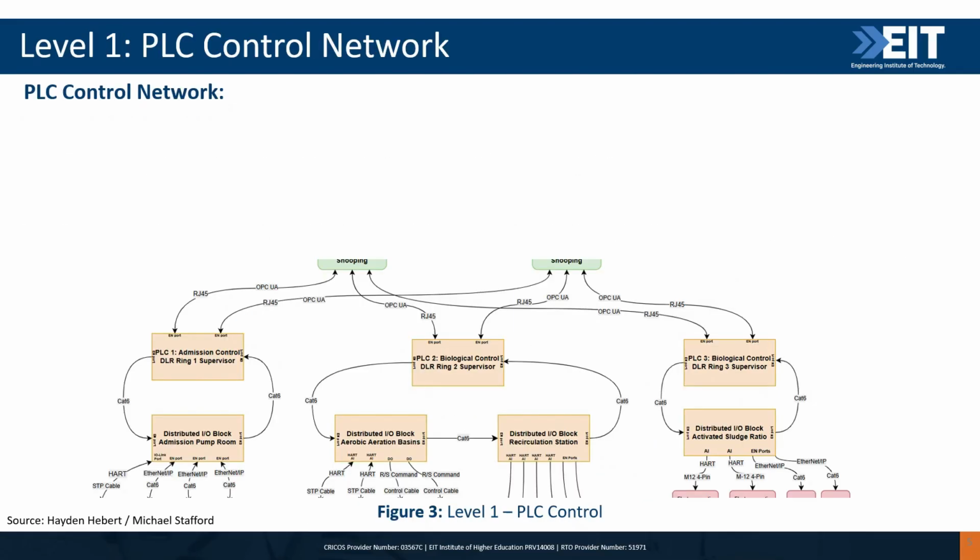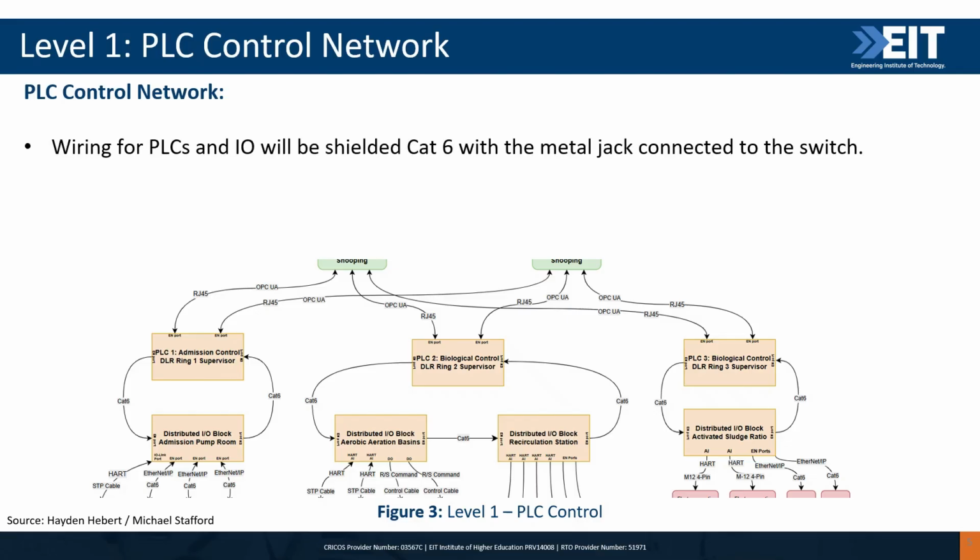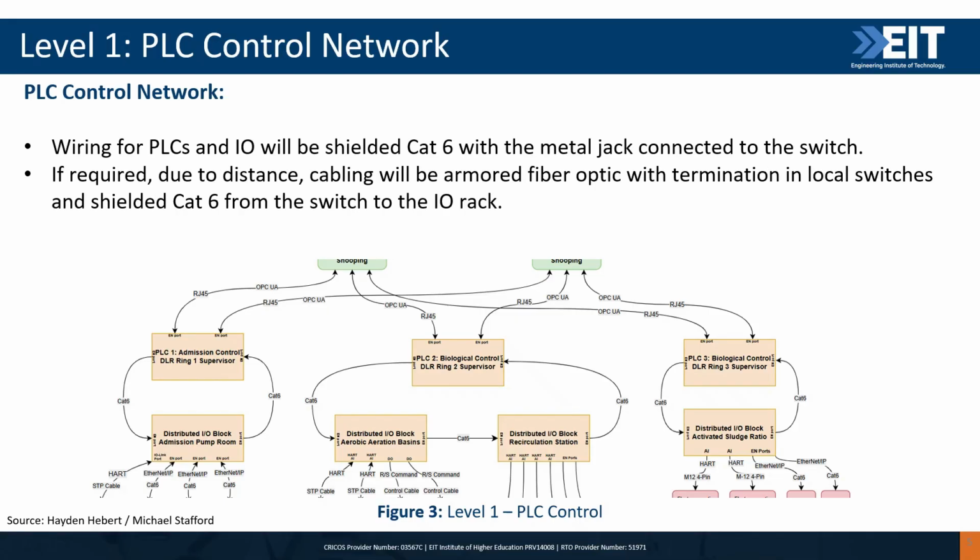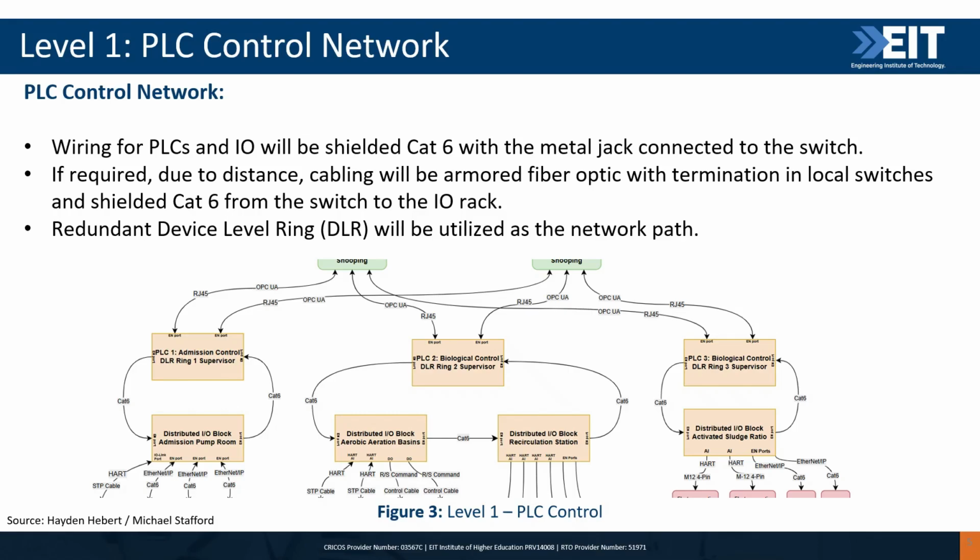Level 1, our PLC network physical layer, will include the following. Wiring for PLCs and I/O will be shielded Cat6 with the metal jacket connected at the switch. If required, due to distance, cabling will be armored fiber optic with termination in local switches and shielded Cat6 from the switch to the I/O rack. And it will include redundant device level ring as the network path.